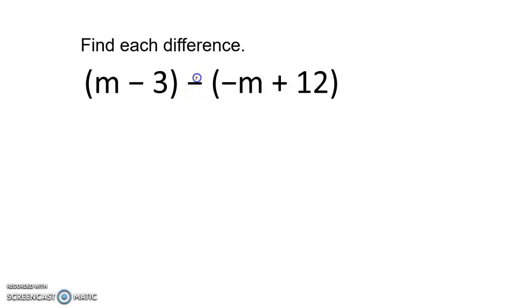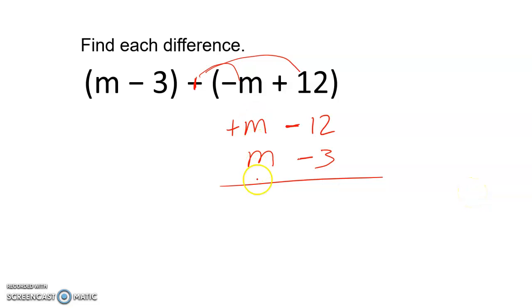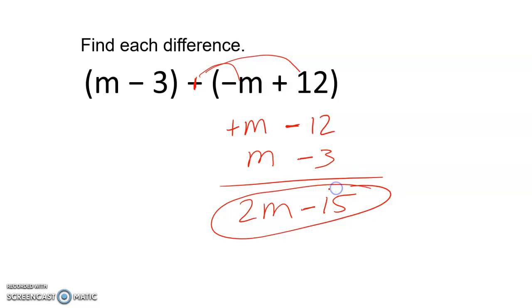So we're going to add. And what is the opposite of negative m? It's positive m. What's the opposite of positive 12? That's negative 12. Then you stack them. So I bring this other m over and the minus 3, put it right there. M plus m, that's 2 m's. Negative 12, negative 3, negative 15. So you get a 2m minus 15.